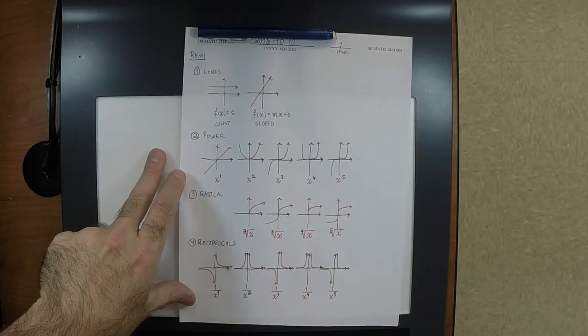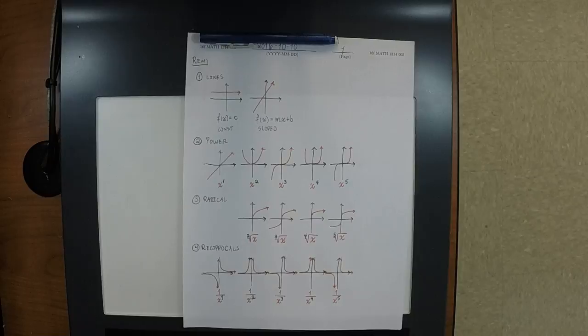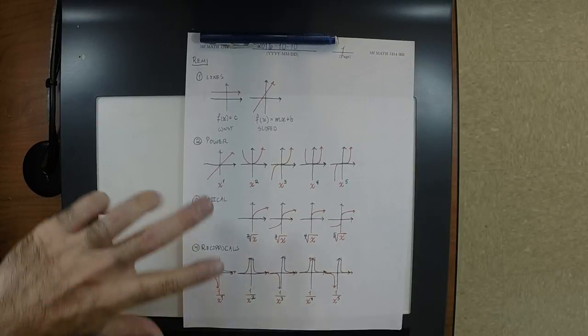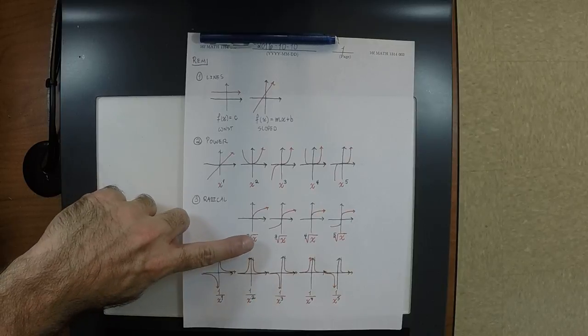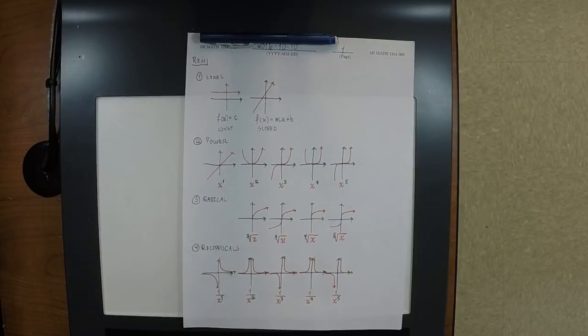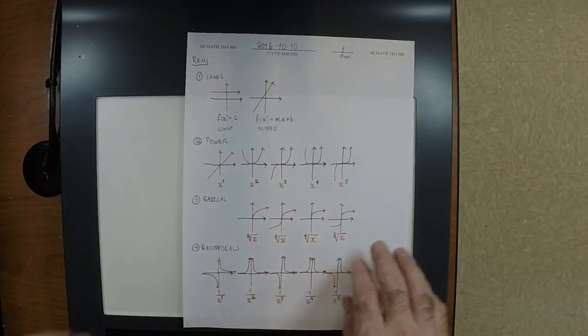Okay, so now, given any one of these, I should be able to hide whether or not it's a power or radical or reciprocal function and not give you a formula for it, and you should be able to tell me that this one is a line, or this one is a power function, or a reciprocal or a radical function, and you should be able to tell me its parity, even or odd. Any questions about these? Okay. So next thing.